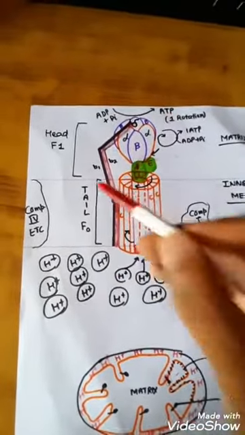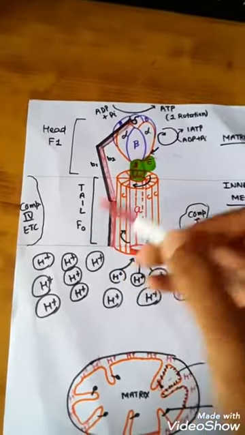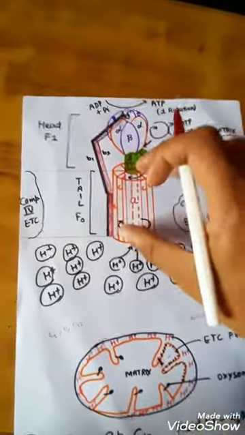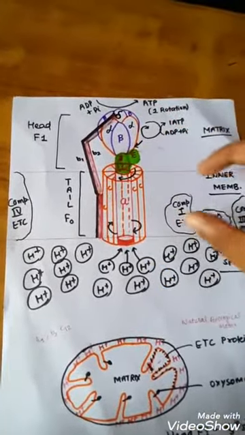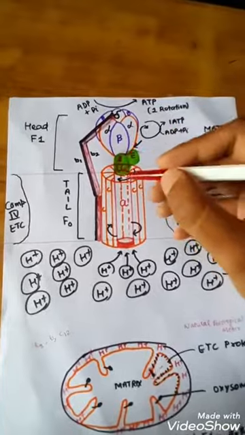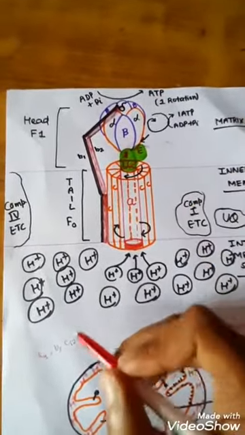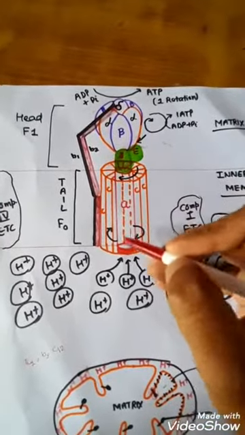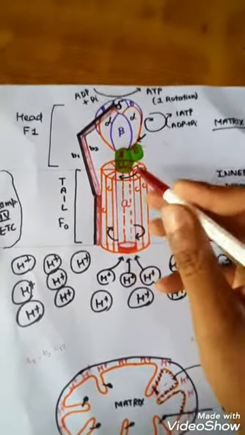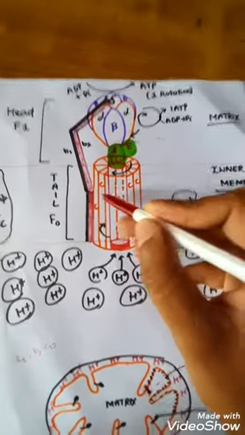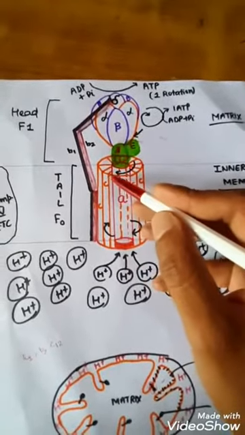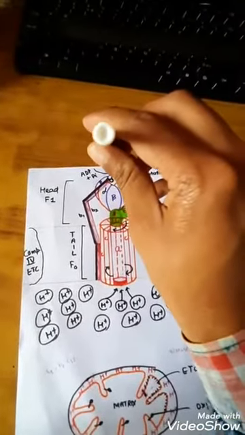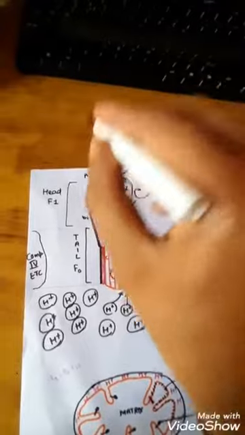It has two components, a tail component which is called F0 and the head component which is called F1. Talking about the tail part, which is embedded into the inner membrane of the mitochondria, it is also divided into three subunits, the A subunit, B subunit and C subunit. A is a single pipe from which the protons will move into the matrix. Surrounding the A are the C pipes. The C are 12 in number. Surrounding a single A pipe are the 12 C components.